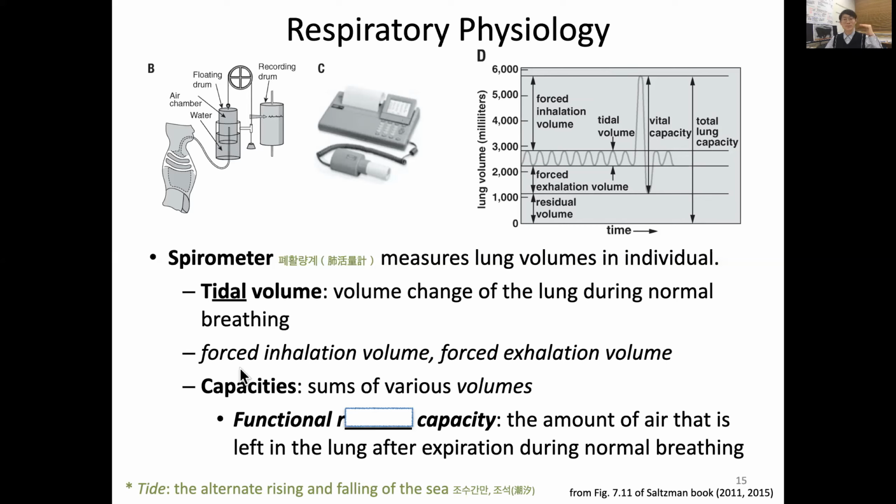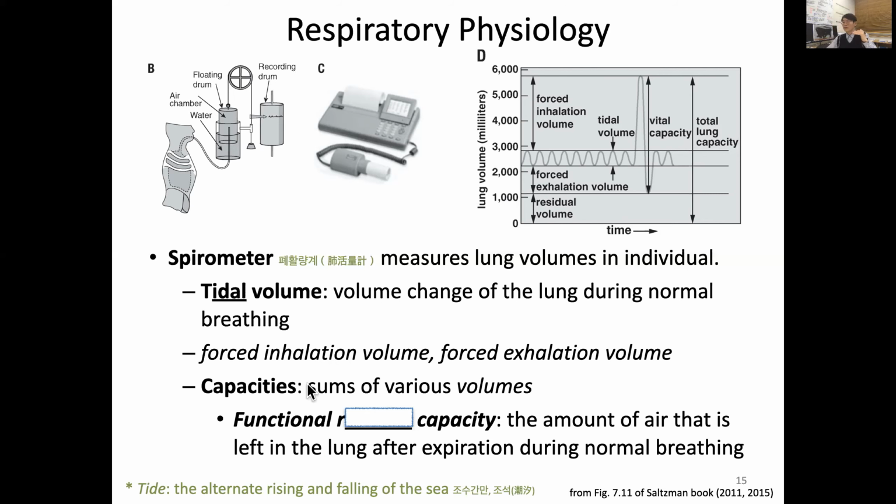We define capacity as the sum of various volumes. And of course, even if I force my exhalation, there's some volume which I cannot expel, and we call that the residual volume. This one I cannot handle. So in this way, the residual volume plus the vital capacity we can define as the total lung capacity.